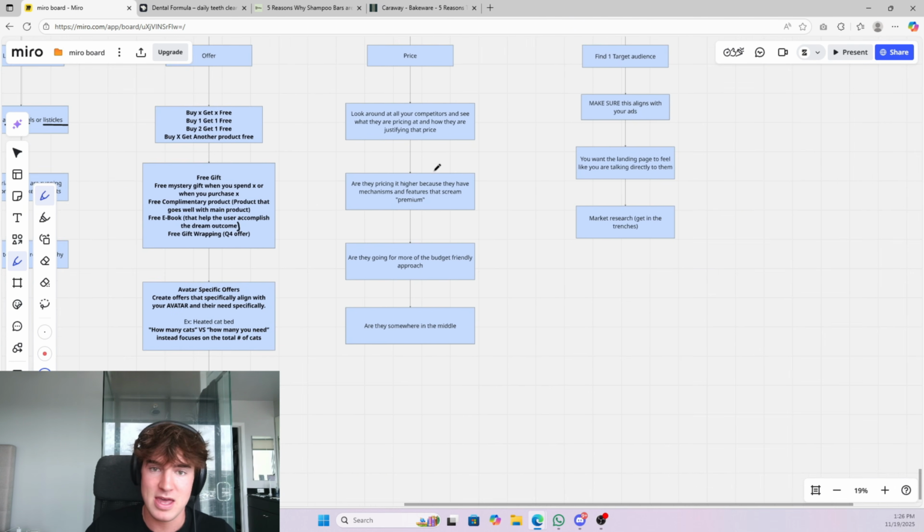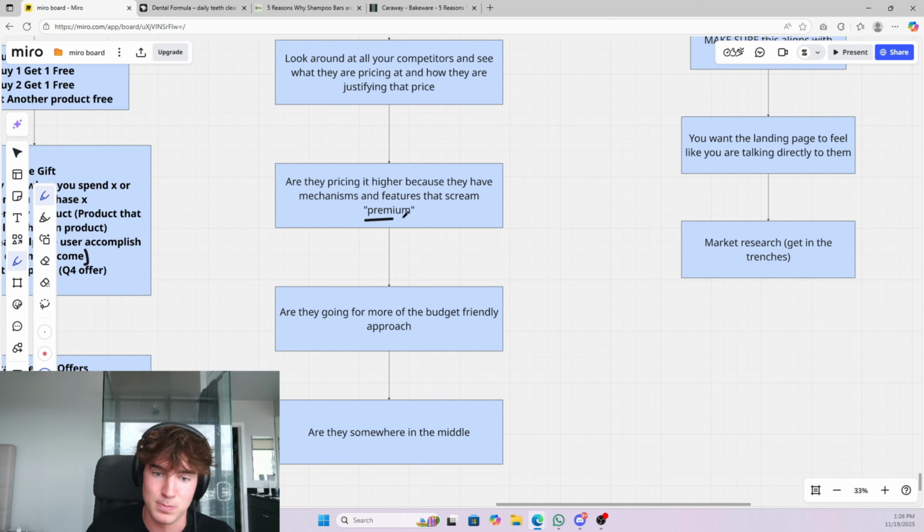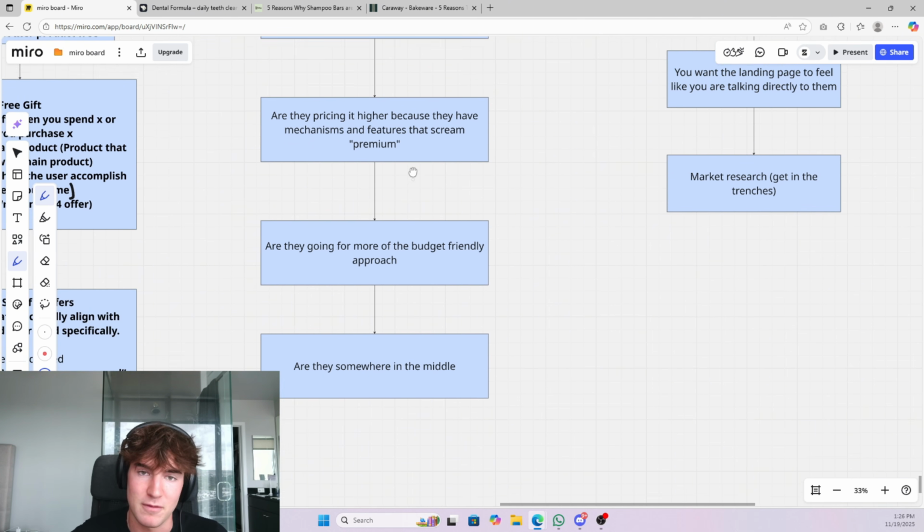So maybe it's $170. You're going to have to justify that with the product being premium. Look at what this brand is using. What kind of mechanisms does their product have? What kind of features do they have that I also have in my product that I can use in my copy to really make the customer think, yeah, this brand is premium, I'm getting a premium product when I'm buying from this brand.